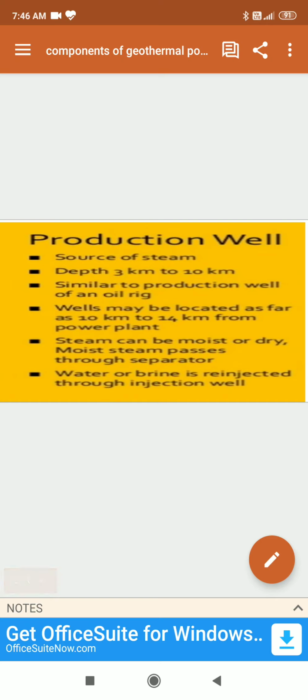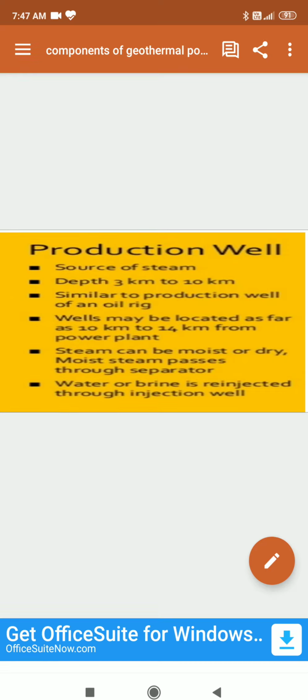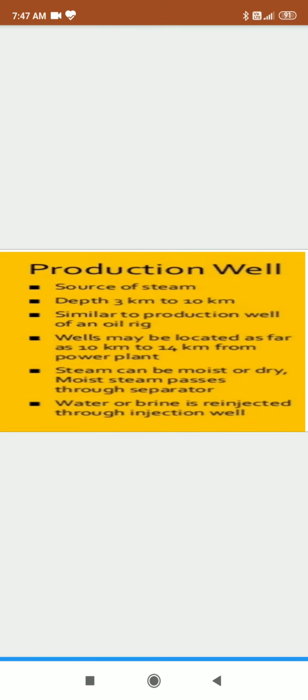So first one, production well. Production well is the source of steam. Depth is approximately 3 kilometers to 10 kilometers, similar to a production well of an oil rig. The well may be located as far as 10 kilometers to 14 kilometers from the power plant. So the distance between the production well and the power plant is 10 to 14 kilometers.